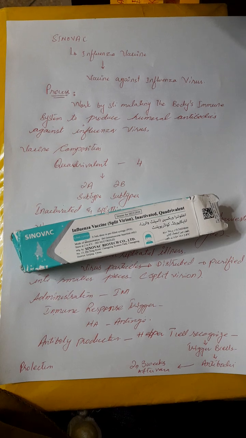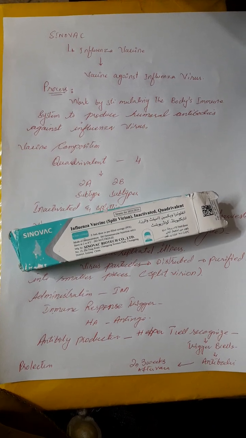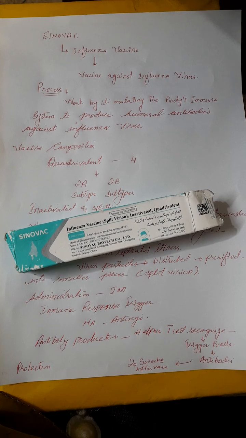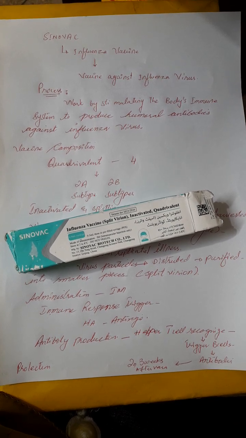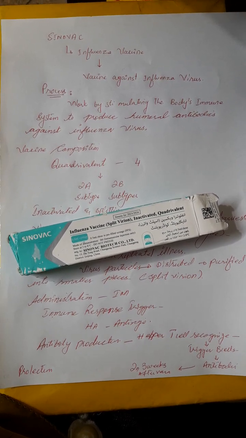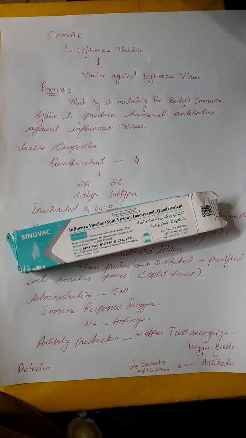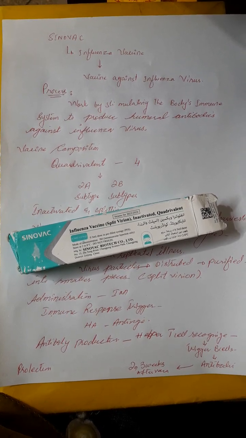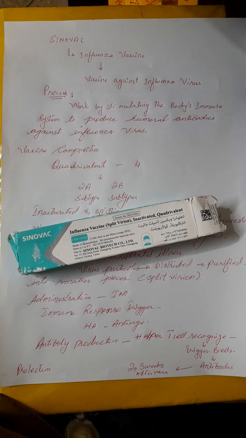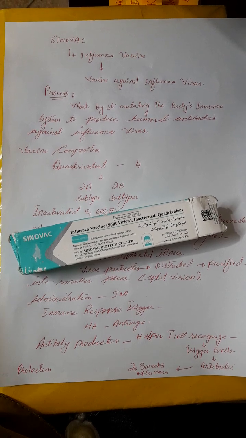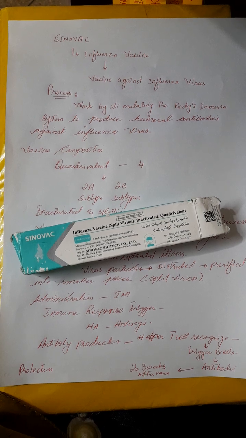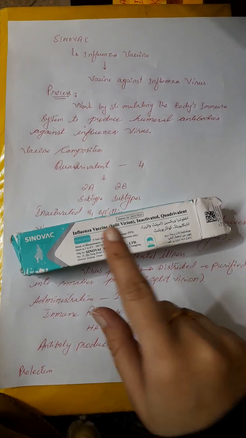Today we are going to discuss the Sinovac influenza vaccine. This vaccine is against the influenza virus, which causes many symptoms of flu. We will discuss how it works, its composition, and how immunity works against the influenza virus after the vaccine. What is the process of the influenza vaccine? What is the full name of the influenza vaccine?